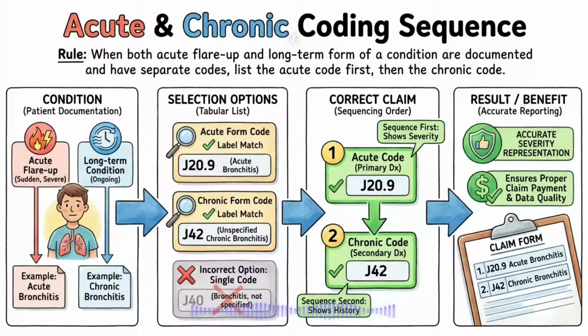Sometimes a patient will experience a sudden flare-up of a long-term condition, resulting in documentation of both an acute and a chronic form of the same disease. When separate codes exist in the tabular list for both the acute form and the chronic form, the official guidelines require you to use both codes. Furthermore, you must always sequence the acute code first on the claim, followed by the chronic code as a secondary diagnosis, to accurately show the severity of the current situation.